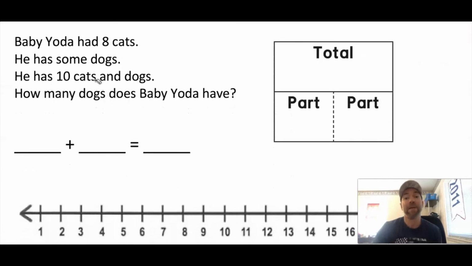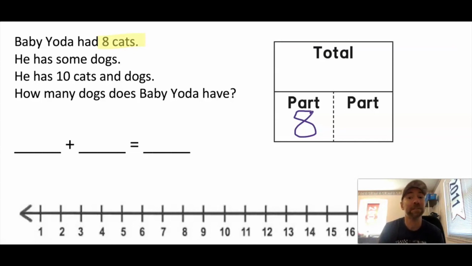Now this time, I'm going to try and trick you, because this is a tougher problem, because our story is going to be different. Let's see if we can do this one together. Baby Yoda had 8 cats. Where do you think we're going to put the 8? That's one of our parts. He had 8 cats. Did you put that 8 in the first part? If so, you are correct.